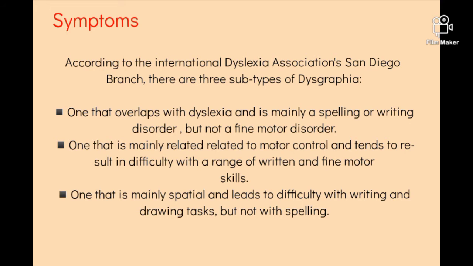Symptoms. According to the International Dyslexia Association San Diego branch, there are three subtypes of dysgraphia. First, one that overlaps with dyslexia and is mainly a spelling or writing disorder, but not a fine motor disorder. Second, one that is mainly related to motor control and tends to result in difficulty with a range of written and fine motor skills. Third, one that is mainly spatial and leads to difficulty with writing and drawing tasks but not with spelling.